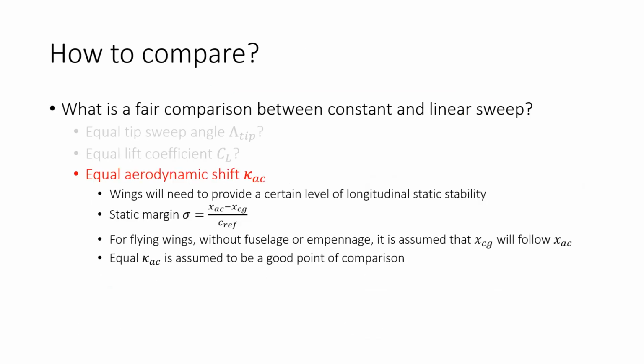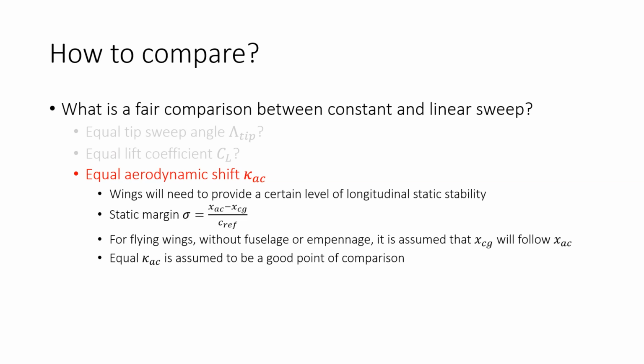So how do we compare these really? You could say we're just going to compare them at equal sweep angle, but that's not entirely fair, because if you try to picture a wing with a constant sweep profile of 20 degrees and a linear sweep profile where the tip is swept 20 degrees, then you'll see that the crescent shape is mostly ahead of the wing with constant sweep. So it's effectively less swept. So we thought that wasn't a fair comparison.